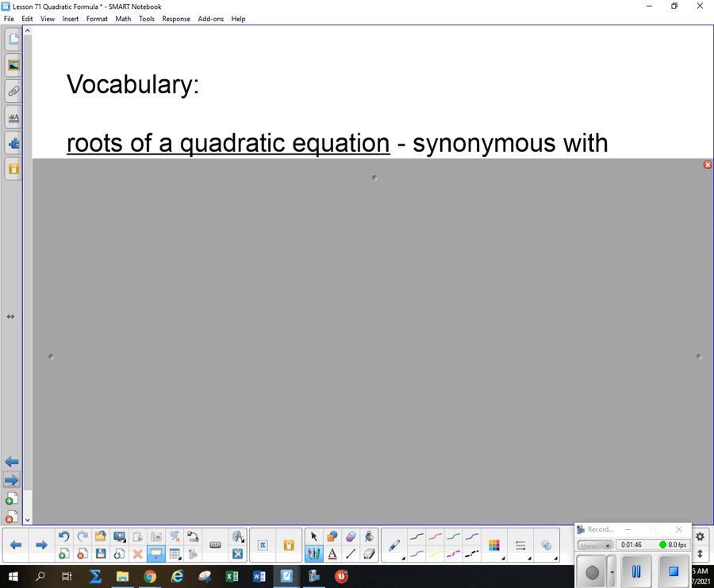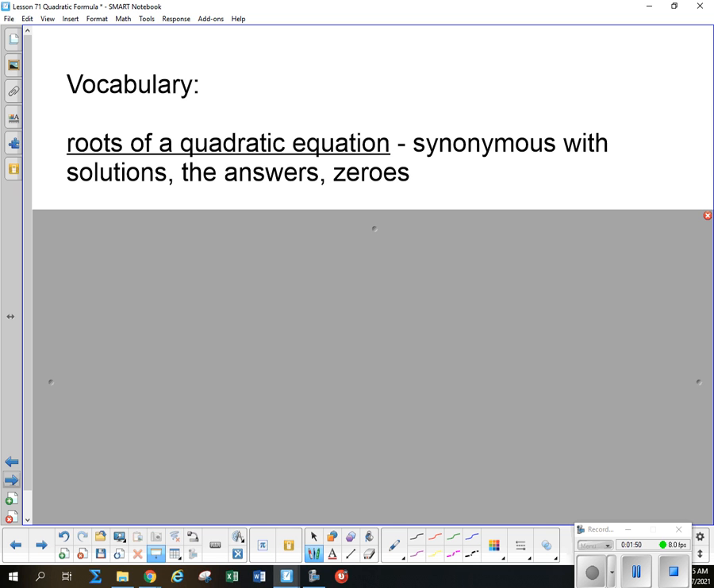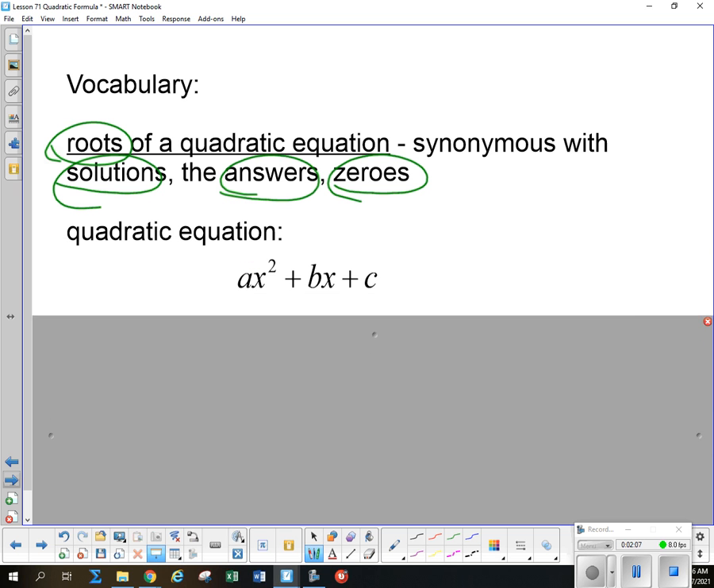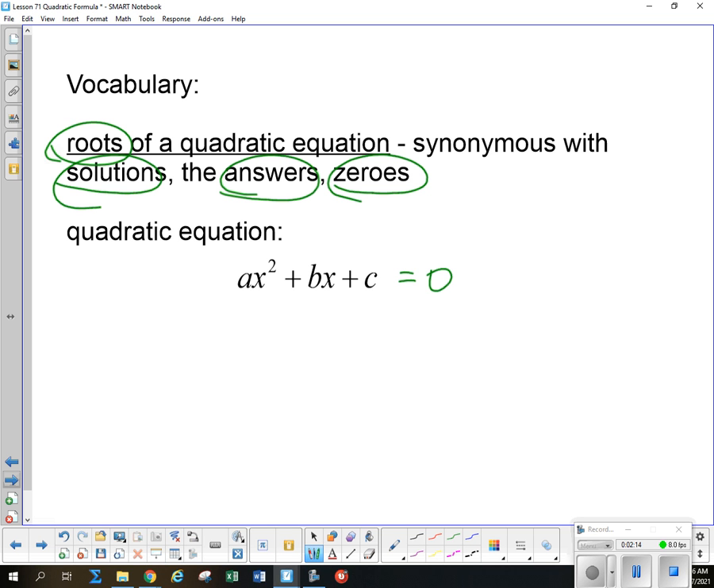So a little bit more vocabulary. Roots of those quadratic equations. Roots is a synonym for solutions, answers, zeros. So anytime the directions say those, it's all the same thing. You've done synonyms plenty of times in your English classes, I'm sure. And we just talked about this is the quadratic equation if it is equal to 0. And the quadratic formula will let us solve that. X squared has to be the highest power.